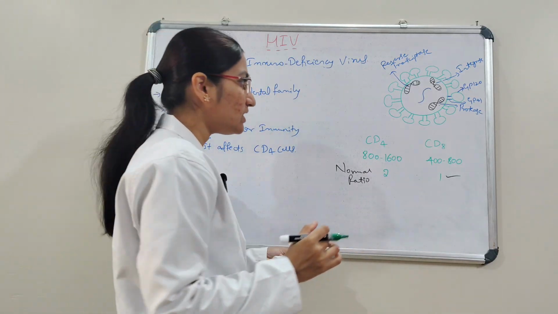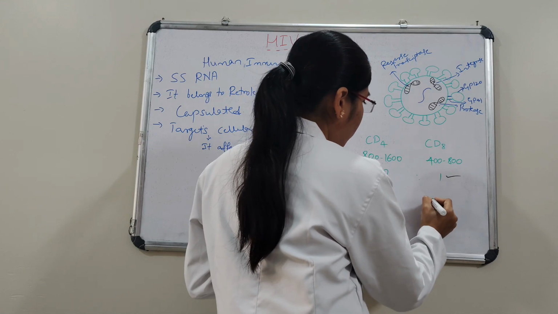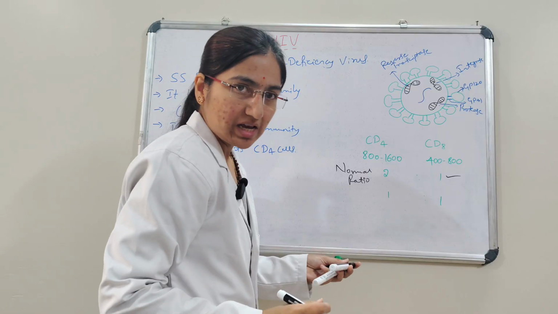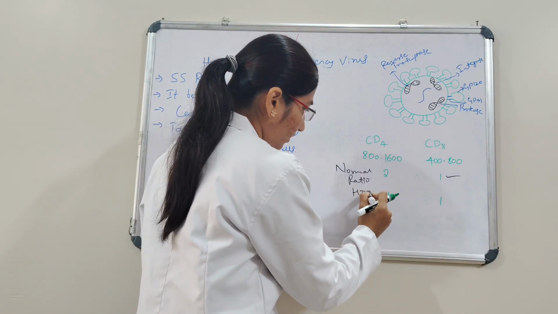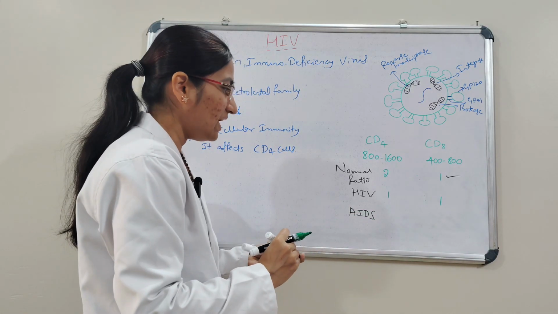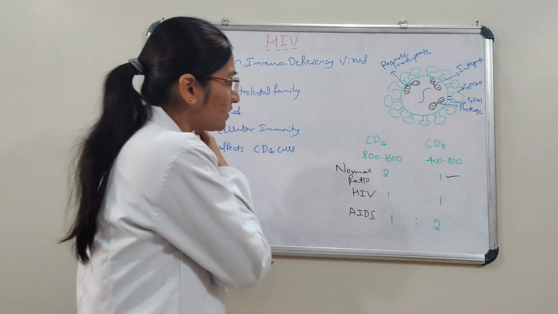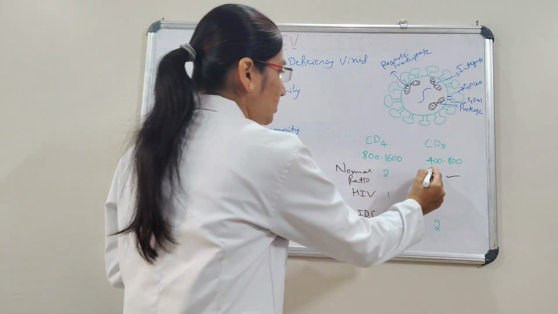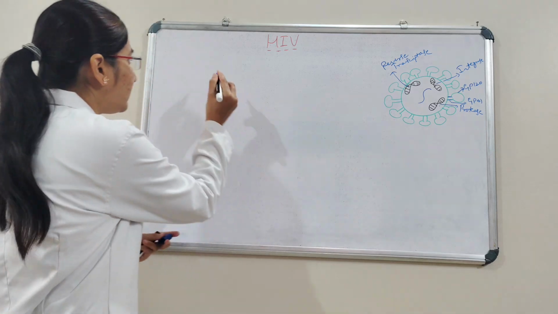And then we'll see with HIV. In HIV, it becomes 1 to 1. In HIV, there will be a decrease of CD4 cells. Now we'll see AIDS. In AIDS, the ratio becomes 1 to 2. Here, CD8 cells are going to increase. That is AIDS. This is the normal ratio.